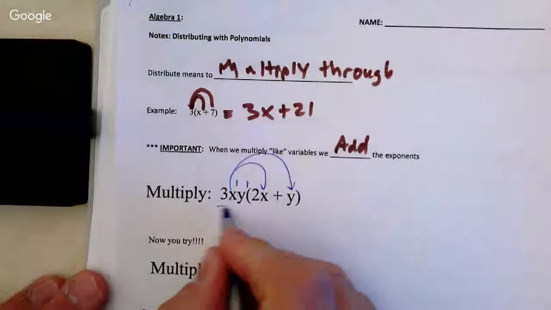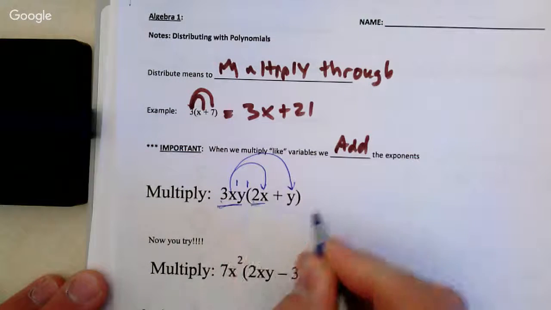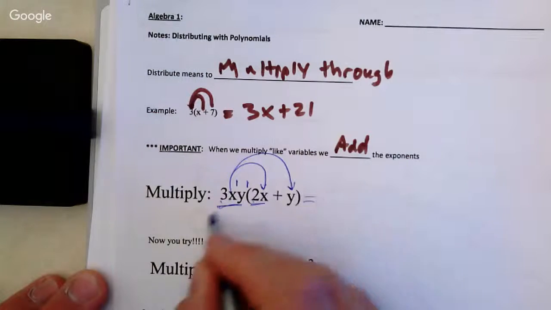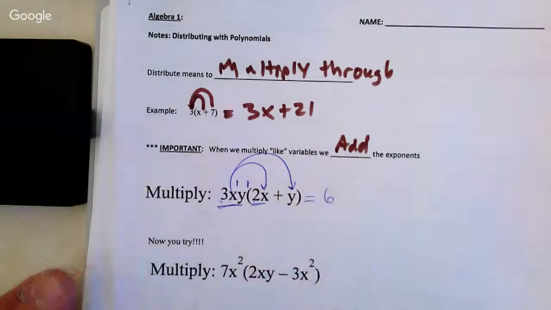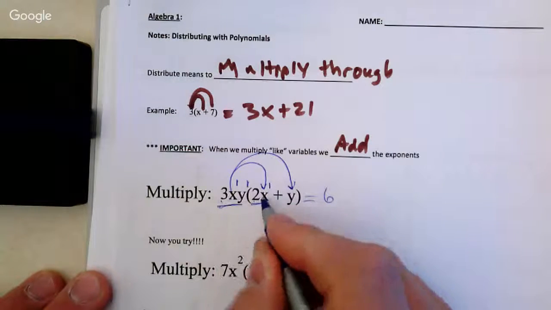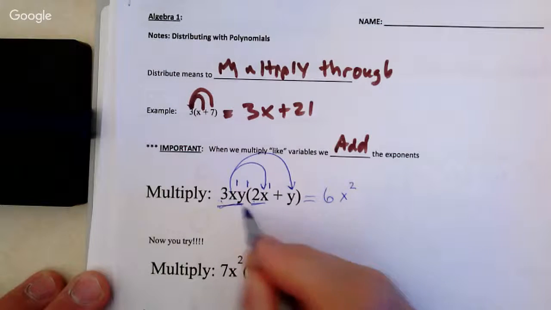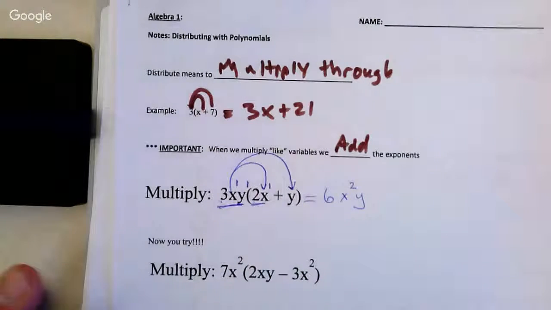So when I multiply 3xy times 2x, I multiply the coefficient times the coefficient. 3 times 2 gives me 6. I have x to the first. I have another x to the first. So I add those exponents. 1 plus 1 is 2. So I have x to the second. I have y, and I have no y over there. So I just have a y.